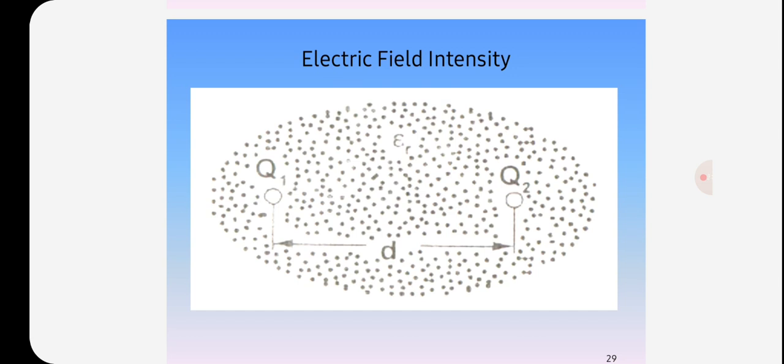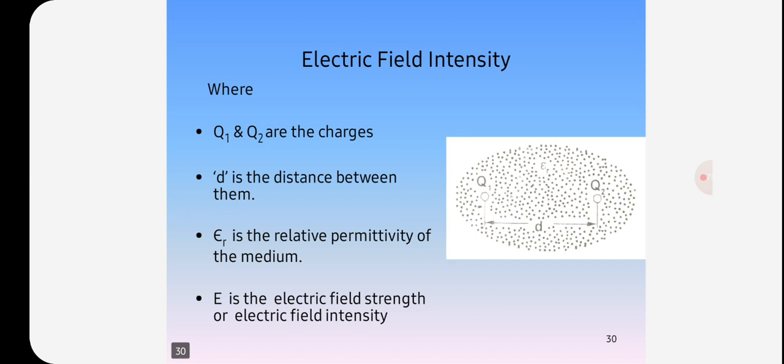Here Q1 and Q2 are the two charges, may be positive or negative. Here it is the permittivity, relative permittivity, and the distance between Q1 and Q2 is d. It is some medium. So, Q1, Q2 are the charges, d is the distance between them, epsilon r is the relative permittivity of the medium, E is the electric field strength or electric field intensity.